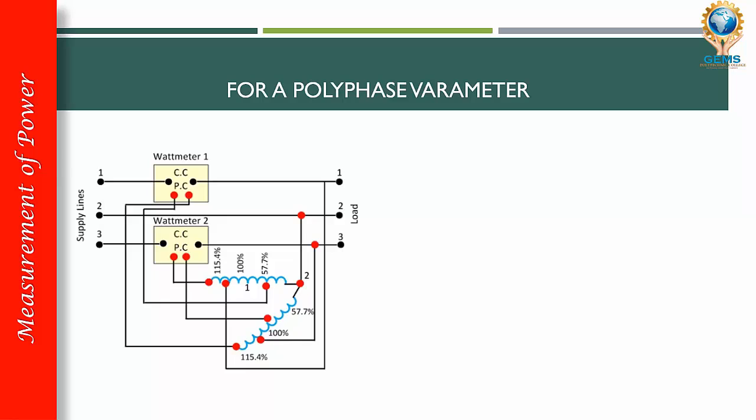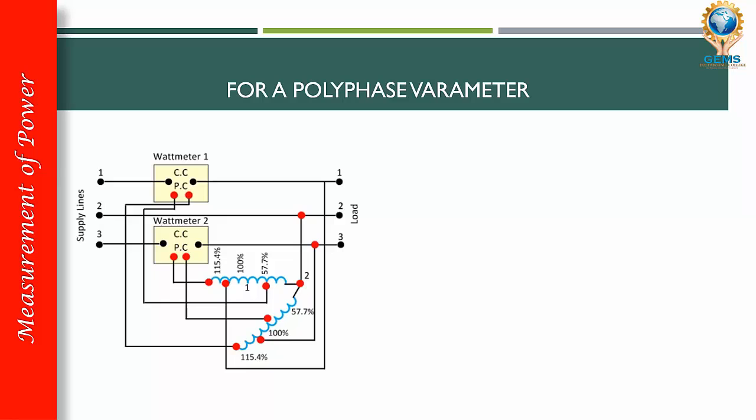For a polyphase varmeter, we have two wattmeters. In three-phase circuits, phase shifting is necessary for measurement. The reactive power is obtained by phase shifting the transformers, so we can shift the transformers and find out the reactive power. The phase shifting is done with two autotransformers connected in open delta configuration. The current coils are connected in series with the lines. The potential coils are connected to the common terminals of the two autotransformers, and phase 1 and phase 3 lines are connected to the 100% tap on the transformer.